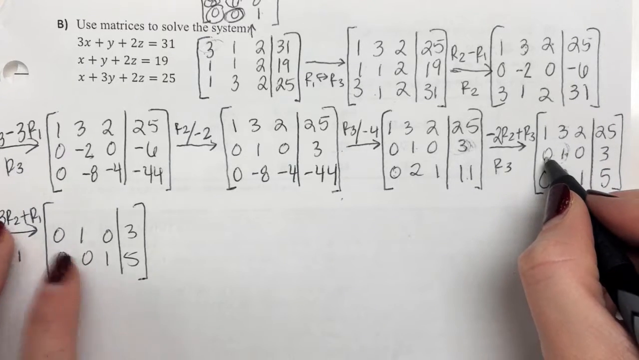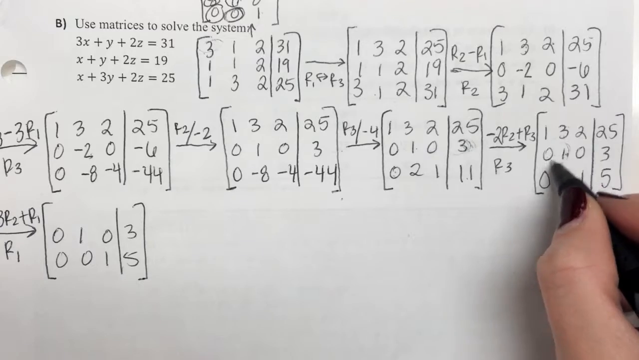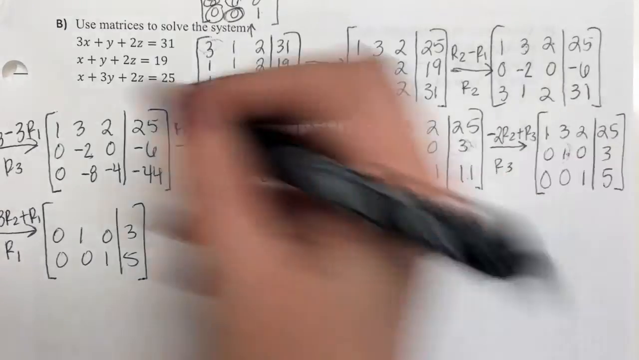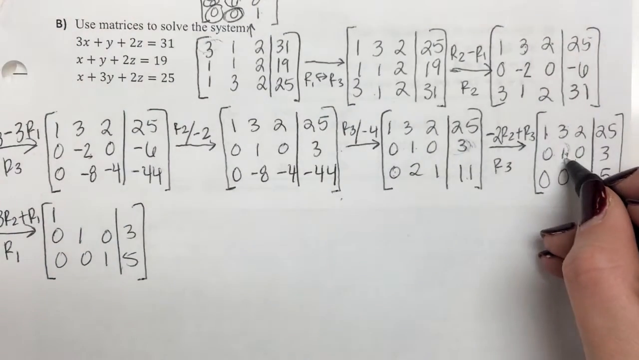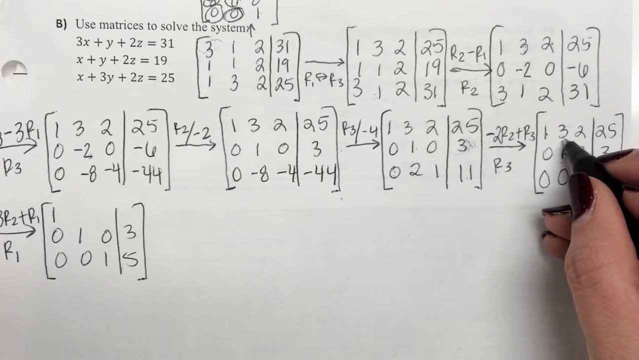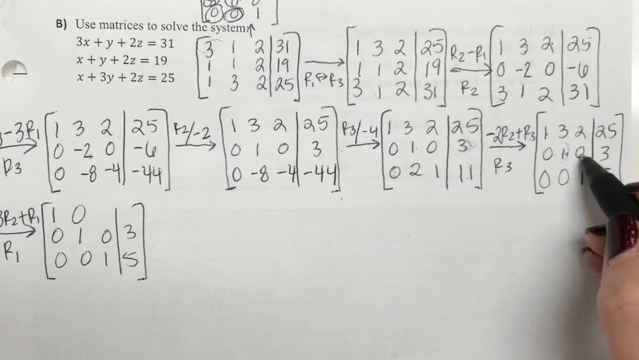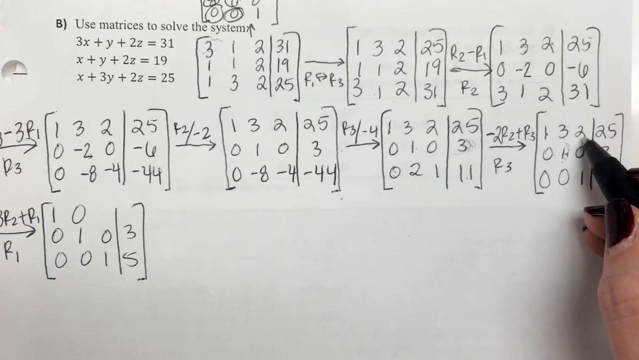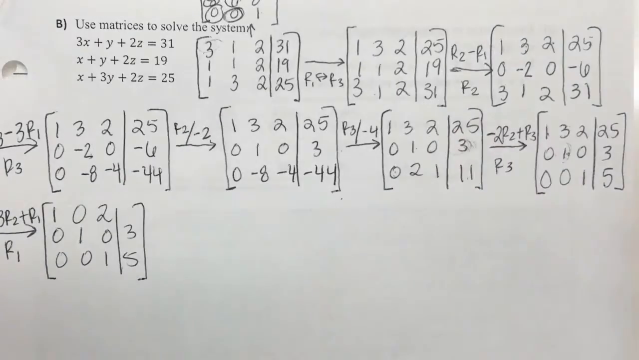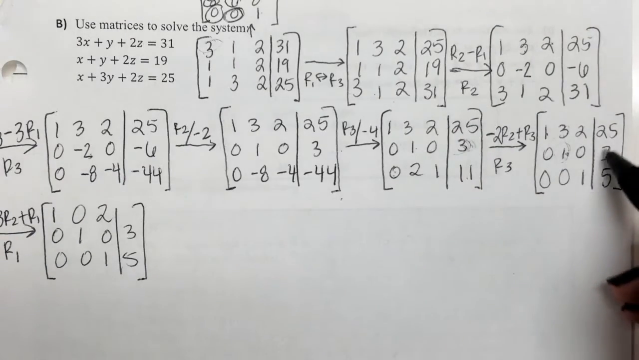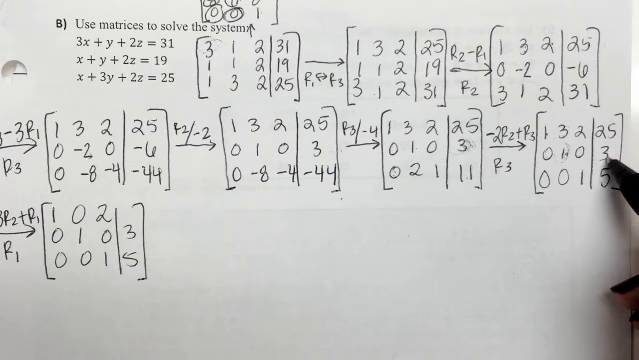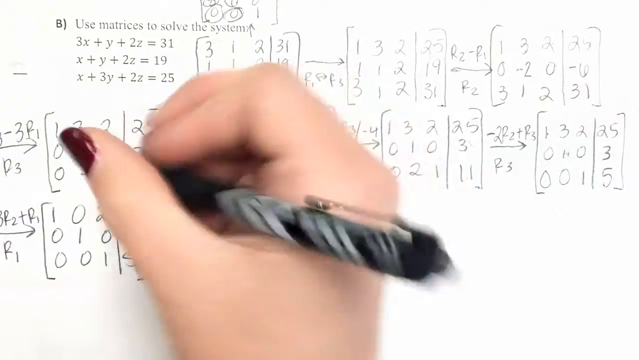Alright, so -3 times row 2. So this will be what? 0 plus 1 will be? Good. -3 times this number? Plus 3? Good. -3 times this number? Plus 2? -3 times this number? So what's 25 minus 9? Good.